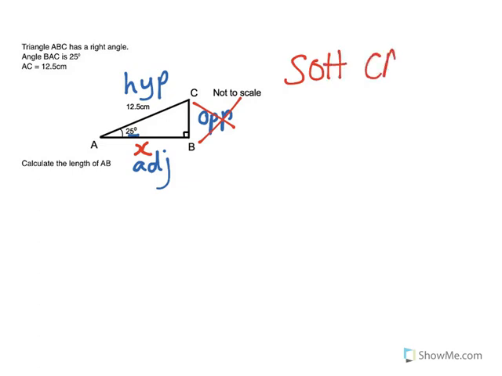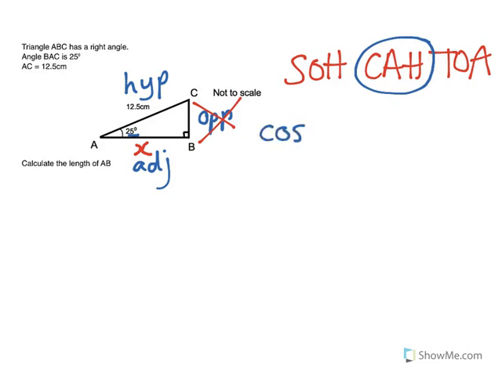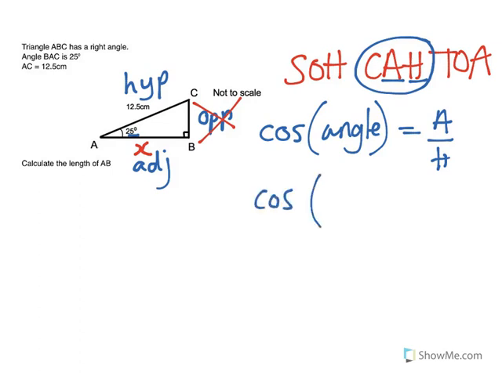So I've got SOHCAHTOA down. Okay, so this time we're working with the adjacent and the hypotenuse, so it's actually going to be CAH in the middle. So remember, C stands for cos, and then it's always of the angle, and then equals, adjacent is first, so that goes on the top, and hypotenuse is second, so that goes on the bottom. Once I've got my rule, I then need to input the values that I've been given. So I've got cos of the angle, which is 25, equals adjacent, which was x, over hypotenuse, which is 12.5.